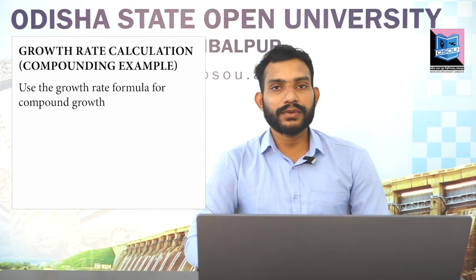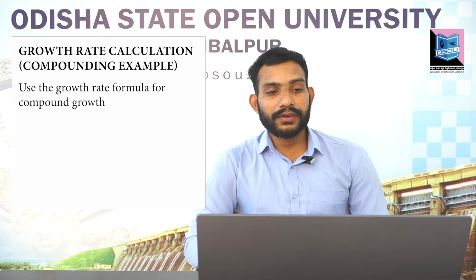Let's take a moment to understand how to calculate growth rates using compounding, which is essential for evaluating business performance and projecting future growth. To measure how fast something grows over time, like sales, revenues, or profit, we use the compound growth rate formula. It tells us the average annual growth rate over a specific period.